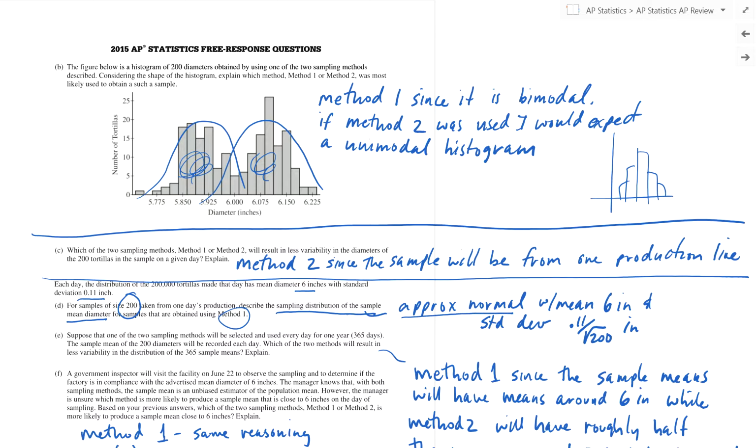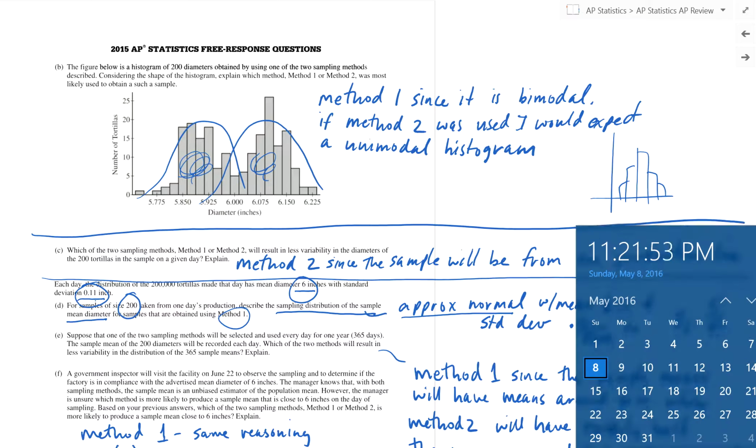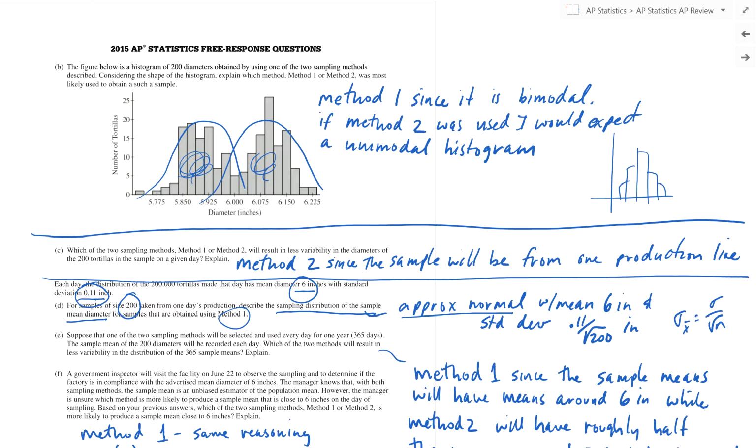The mean is going to be 6, and the standard deviation is 0.11, which is the standard deviation of the population, divided by the square root of my sample size. Right? Sigma x bar is sigma over the square root of n, right? Which is what we're using there. Okay, so that's all you need is three things to get this right.